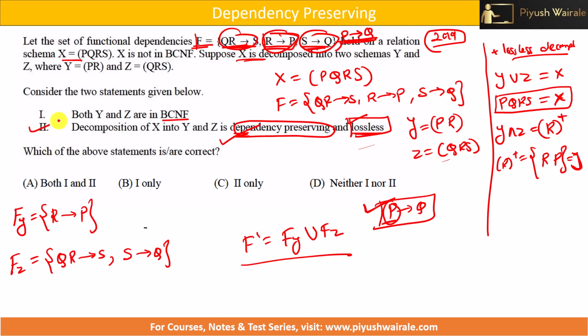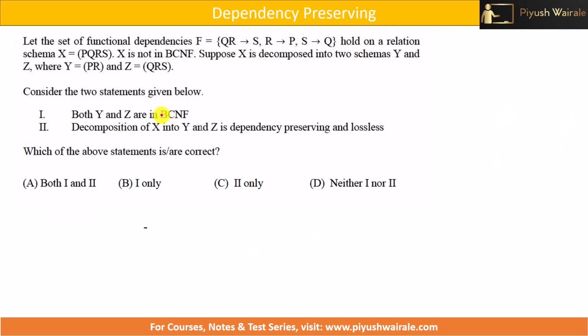So you can see statement 2 is correct. Now what about statement 1? It says both Y and Z are in BCNF here. Let's try to solve this now. What's the condition for BCNF? The left hand side of every functional dependency must be a key.